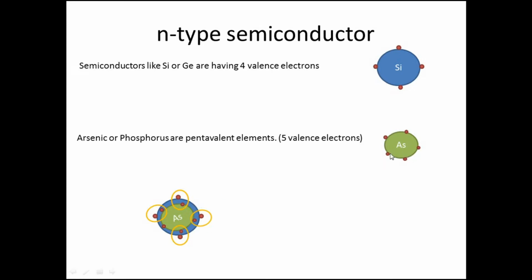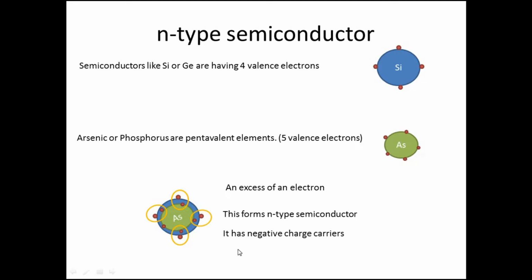So there is an excess of electron. 4 of the silicon electrons combine with 4 of the arsenic, so there is an excess of 1 electron, meaning a negative charge. This negative charge will improve the conduction of the N-type semiconductor compared to the pure semiconductor. So this forms an N-type semiconductor, and it has a number of such excess electrons, that is, negative charges, and because of these negative charges there is conduction. They are called negative charge carriers. So in N-type there are negative charge carriers.